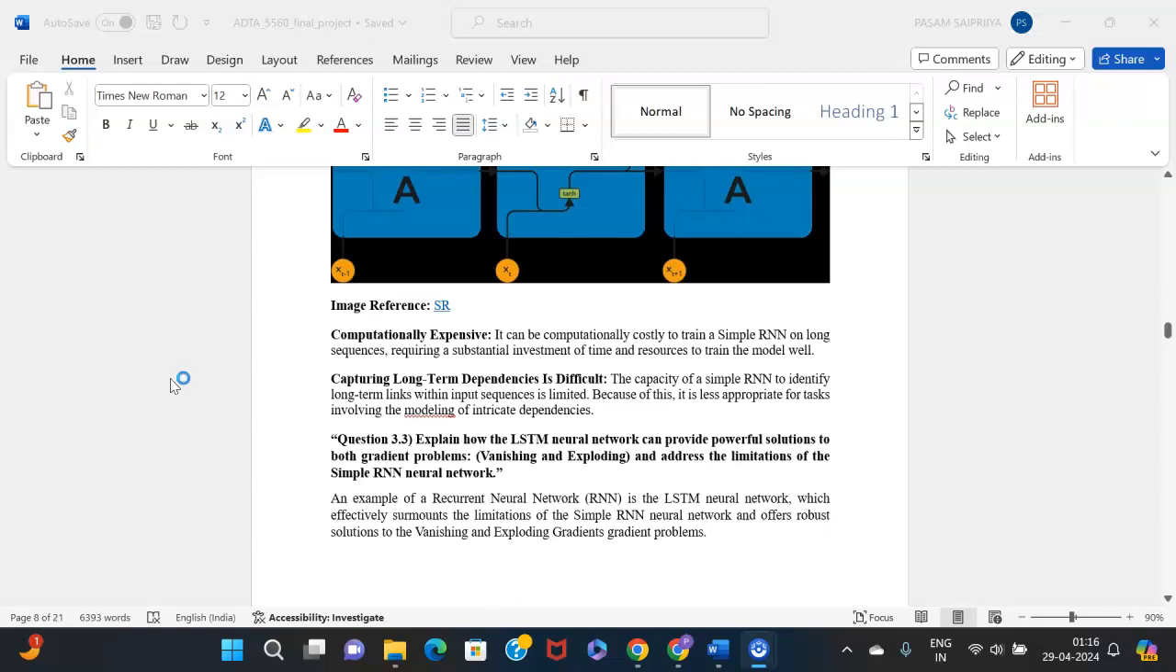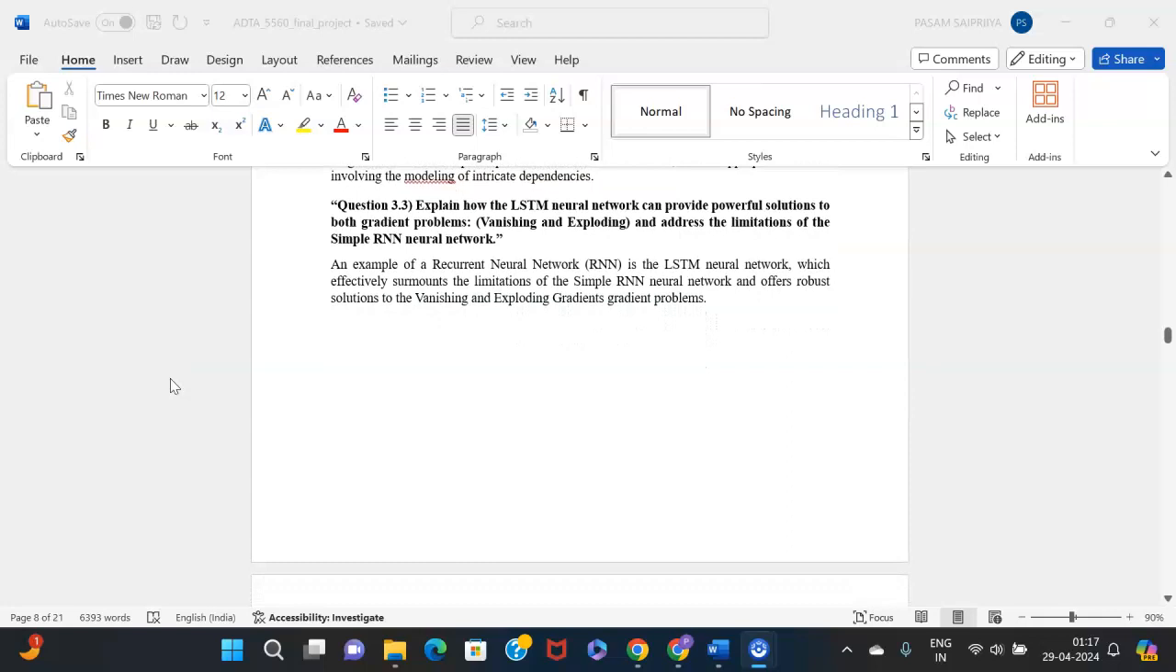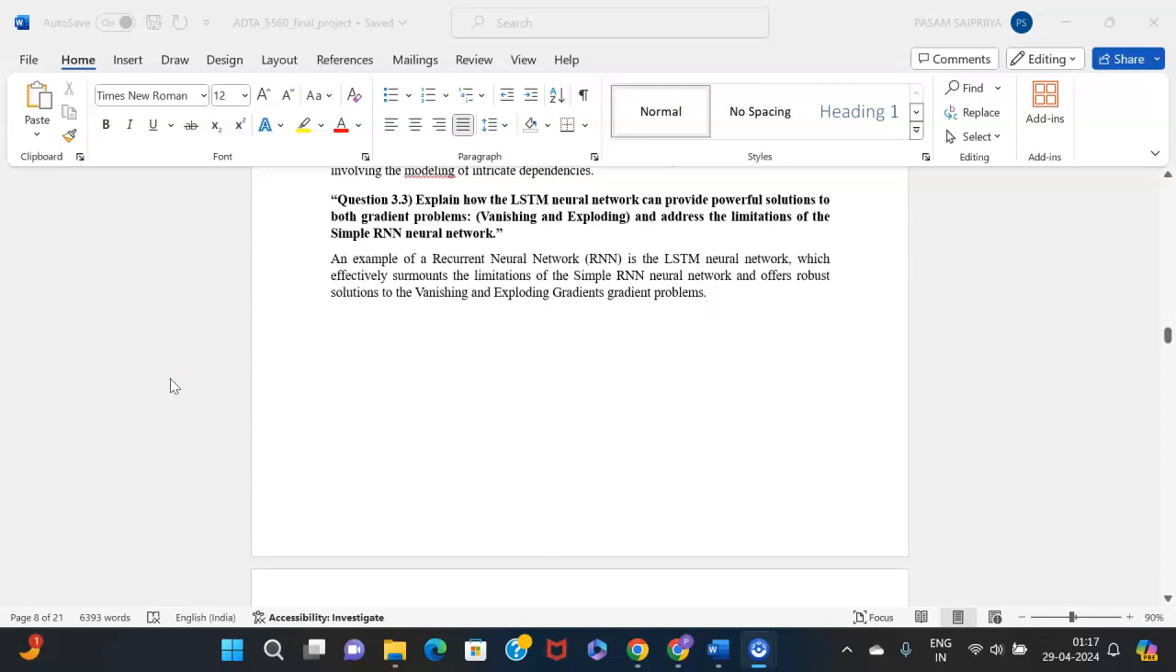Computationally expensive. It can be computationally costly to train a simple RNN on long sequences, requiring a substantial investment of time and resources to train the model well. Capturing long-term dependencies is difficult. The capacity of a simple RNN to identify long-term links within input sequences is limited. Because of this, it is less appropriate for tasks involving the modeling of dependencies.